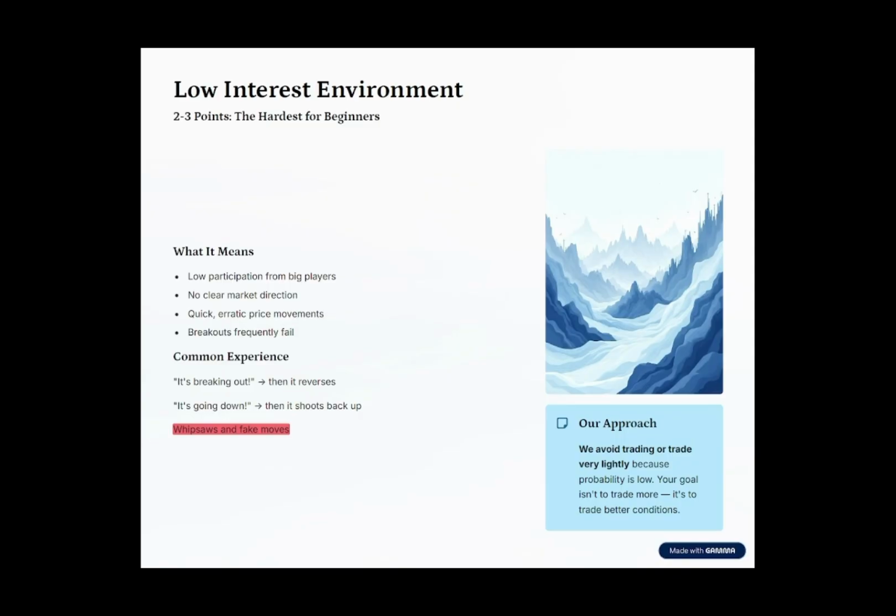You'll often see quick and erratic moves both ways. And there's also a higher probability of whipsaws and fake breakouts. They're very, very common. Our approach is we generally avoid trading in this environment. And if we do, we go lightly because the probabilities are low. Your goal here isn't to trade more, it's to trade better conditions.